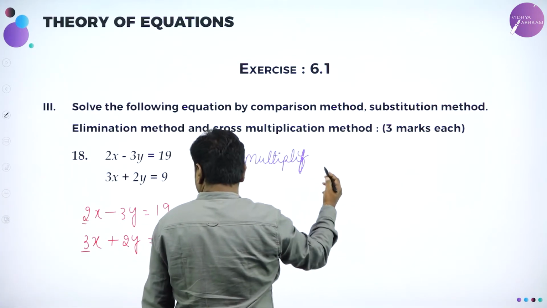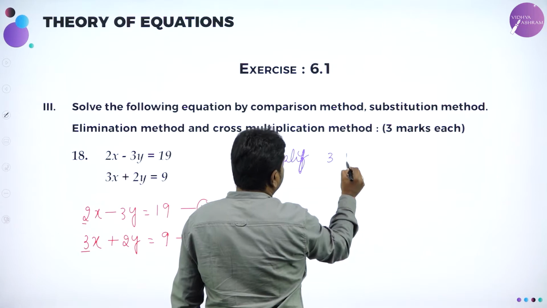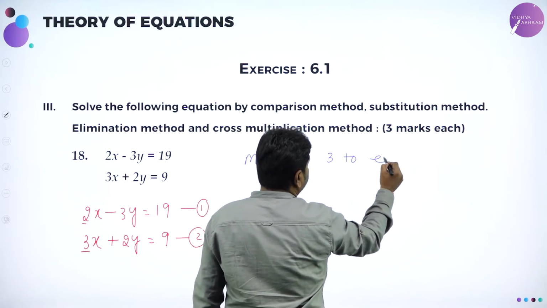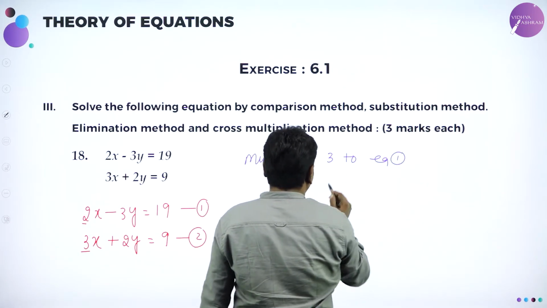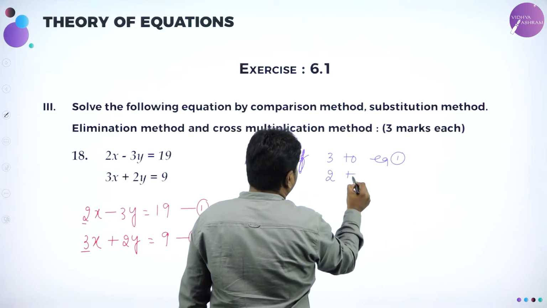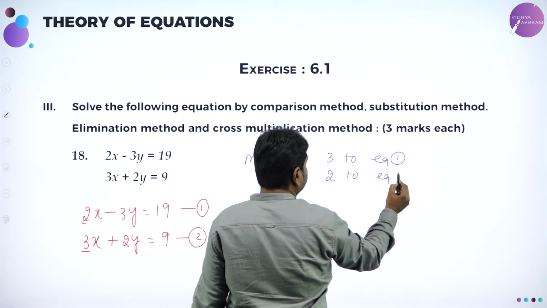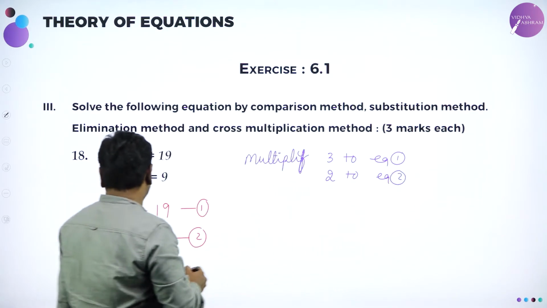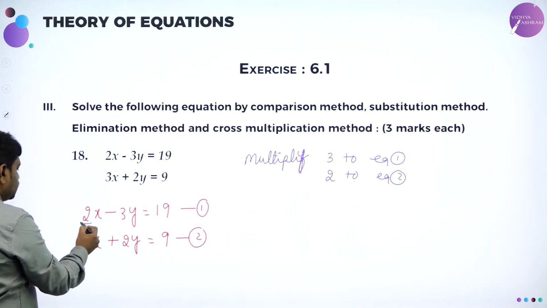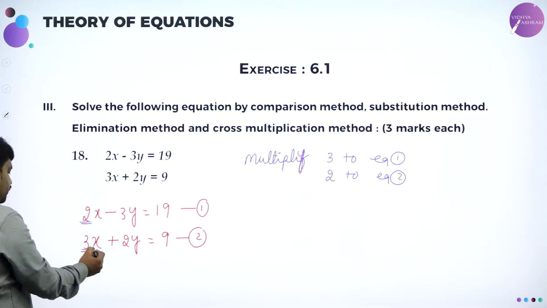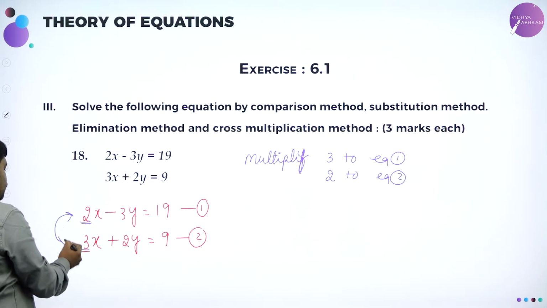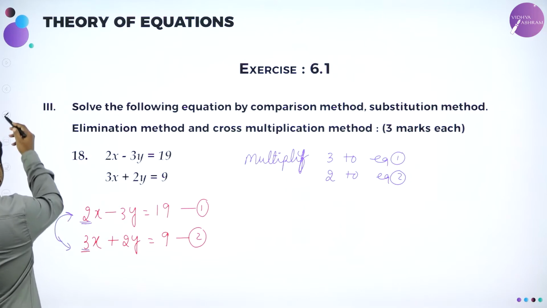Multiply 3 to equation 1 and multiply 2 to equation 2. Opposite: the coefficient of this I'll multiply for the second one, the coefficient of this will multiply. So opposite will multiply.